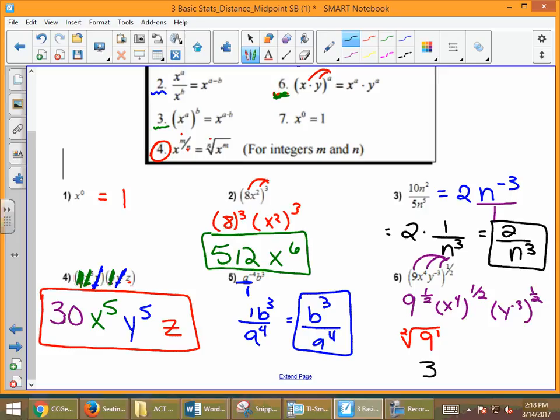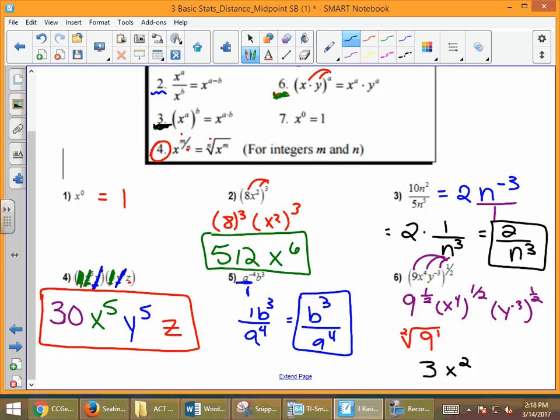Here with this next one, we have a power to a power. Well, just like it says in the box at number 3, what do we do when we have a power raised to a power? Multiply. So what's 4 times 1/2? That becomes x squared.